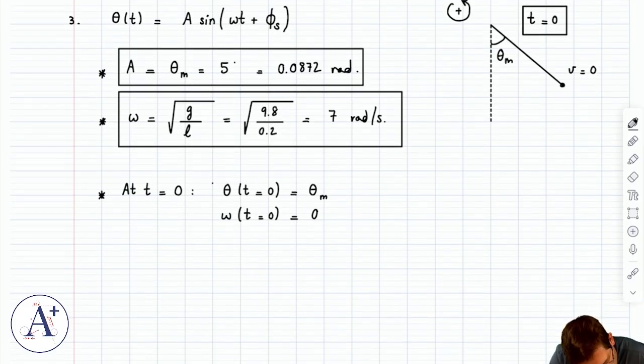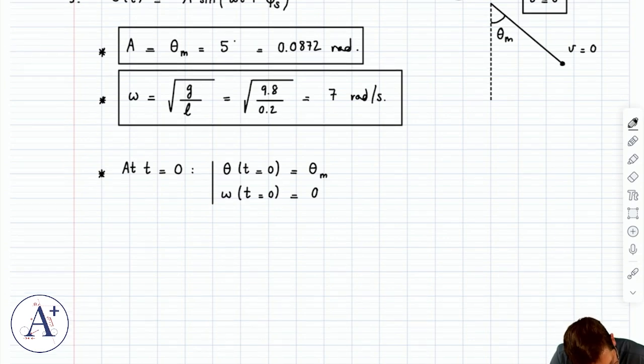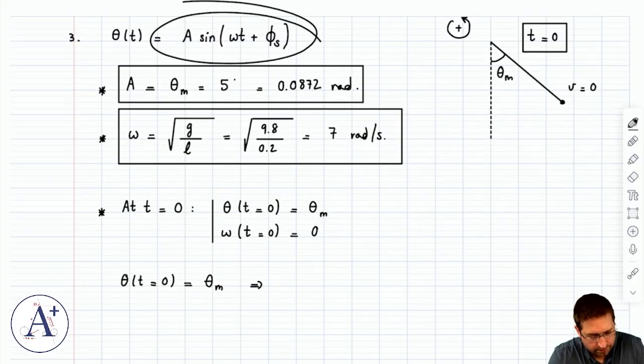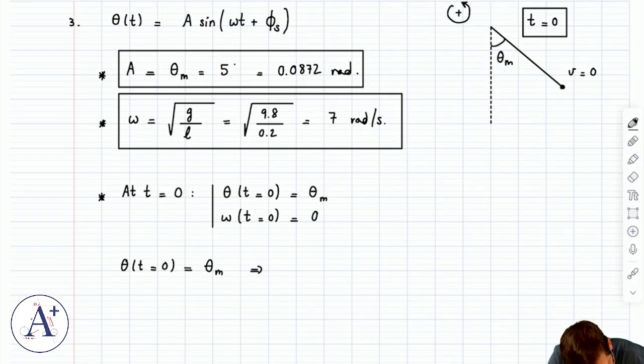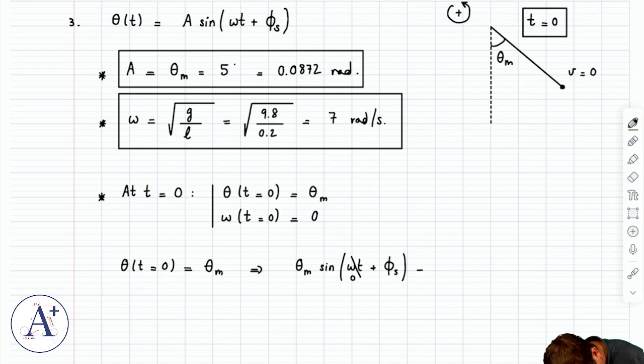Okay. So if theta at t equals 0 is theta m, it means that I have the following. It means that this thing here, when t is equal to 0, is equal to theta m. So in other words, it means that theta m sine of omega t, which is 0 because t is equal to 0, plus phi sub s is equal to theta m.